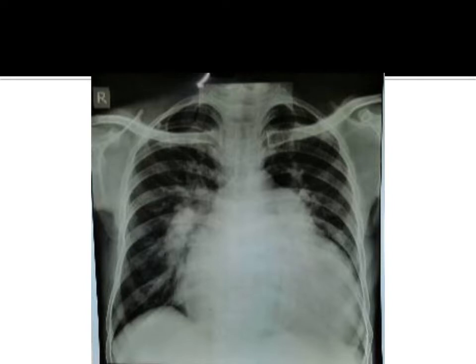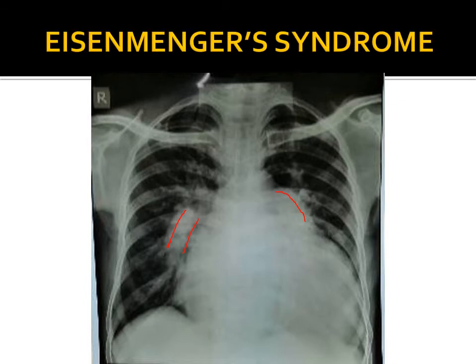In this radiograph, we can see that there is cardiomegaly. The pulmonary conus appears prominent, and the right descending pulmonary artery also appears prominent. There is also pulmonary oligemia bilaterally. So this is a case of Eisenmenger syndrome. It is a condition in which pulmonary arterial hypertension develops due to high pressure, high flow left to right shunts.